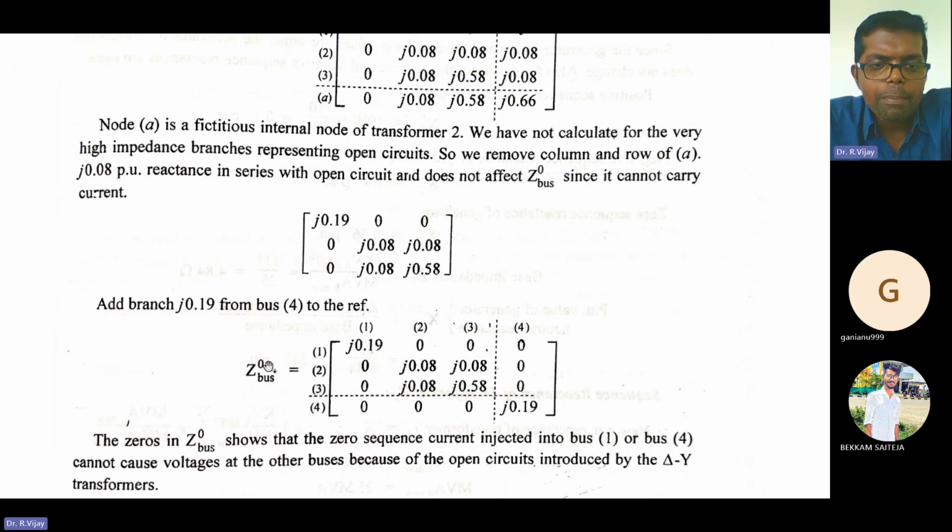This is the Zbus 0. The zeros in Zbus show that zero sequence current injected into bus 1 or bus 4 cannot cause voltage at other buses because of the open circuit, as I said, introduced by the delta and star connected transformer. So here we are taking zeros, and here also zeros, and whatever the series element we are getting. Two elements are there, j into 0.15 and j into 0.04, that you need to add, and finally j into 0.19 you need to take over here. So this is the Zbus not for the 4 buses.